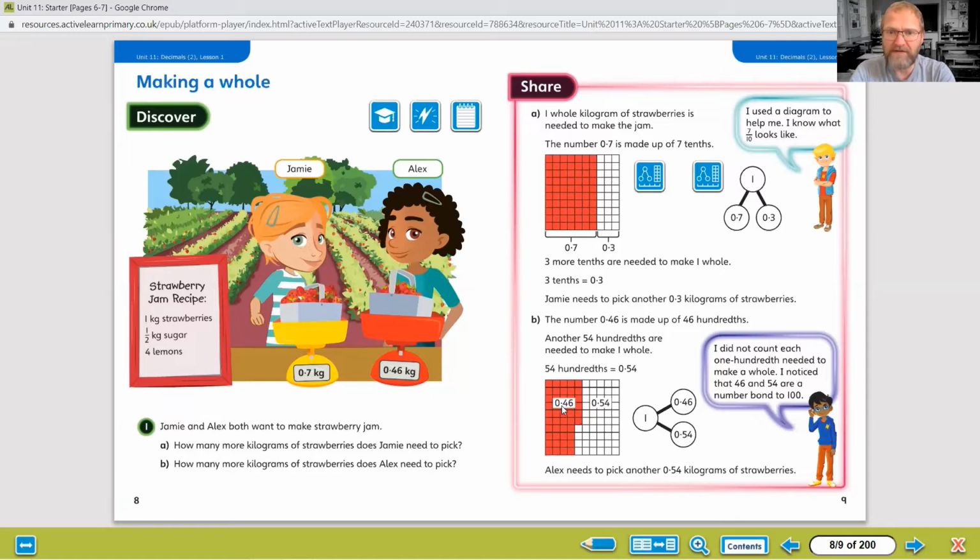And if we add that to 0.46, 4/10 and 6 hundredths, that's 4/10, 1, 2, 3, 4, and 6 hundredths, 1, 2, 3, 4, 5, 6. Alex needs to pick another 0.54 kilograms of strawberries.